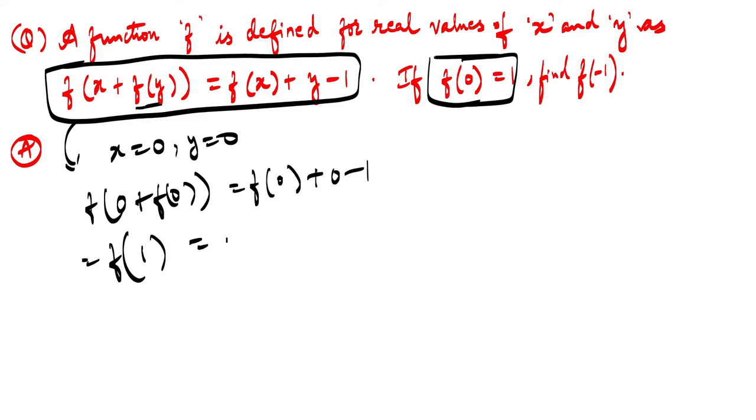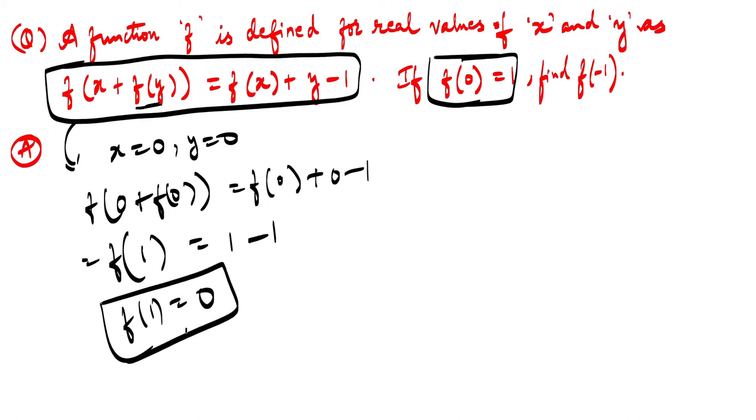So f of 0 is equal to 1 minus, sorry, plus 0 minus 1, so this is minus 1. Hence f of 1 is equal to 0. Alright, so now we know the value of f of 1.